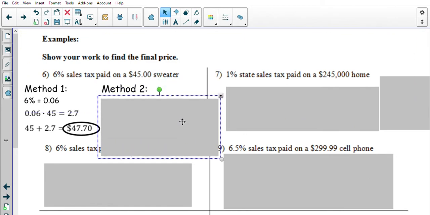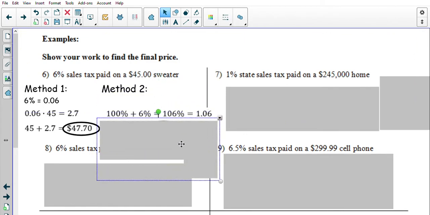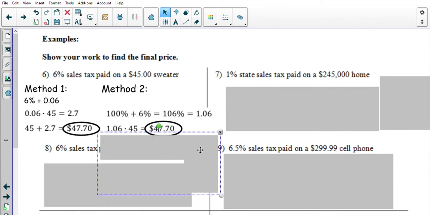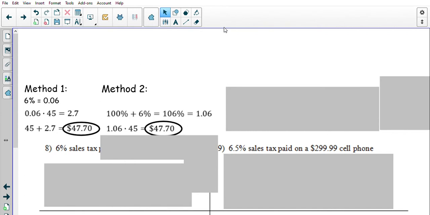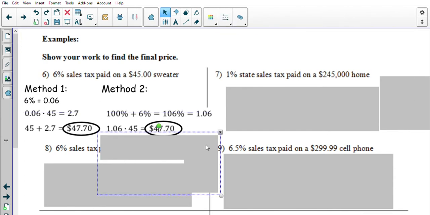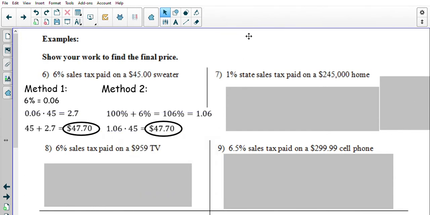Method 2, we will do 100% plus 6%, which is 106%. That's 1.06. Take 1.06 times 45, and that will get us, again, $47.70. Just a little bit easier to come up with that solution. I'm trying to delete this box, not the entire problem. There we go.